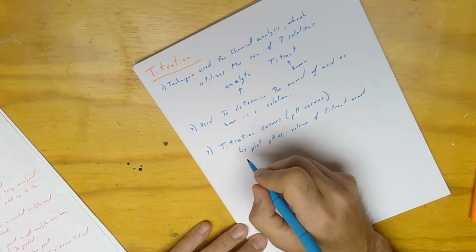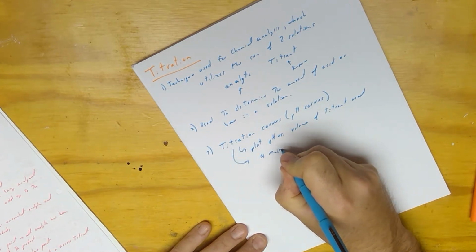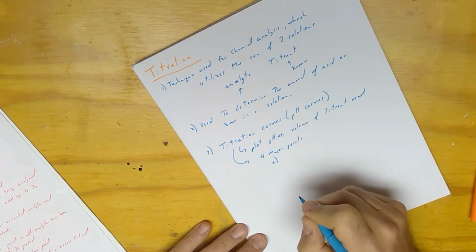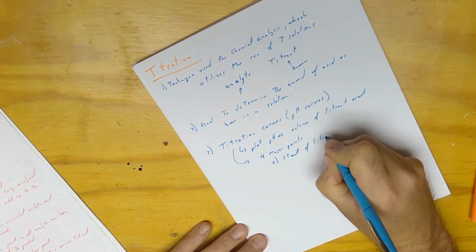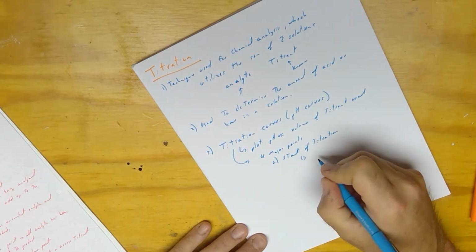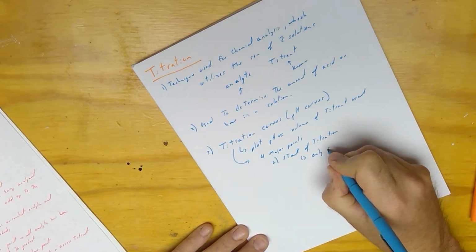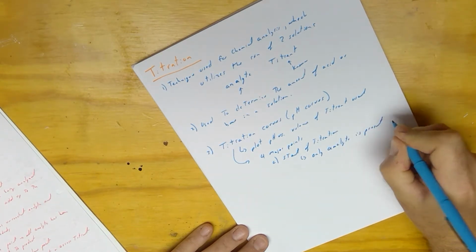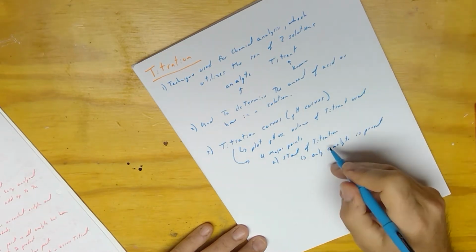Now, there are four major points in a titration curve. A is the start of the titration. At the very beginning, all we have is analyte. So we haven't added any of our known yet. We haven't reacted any titrant yet. So this is at the very beginning.